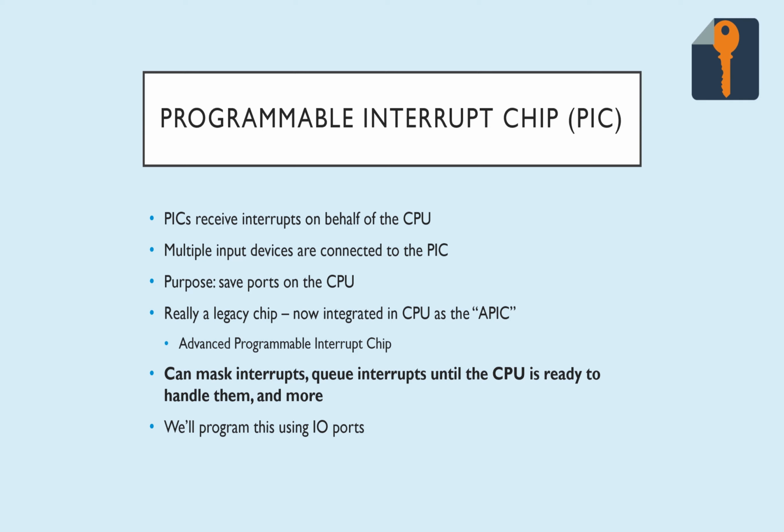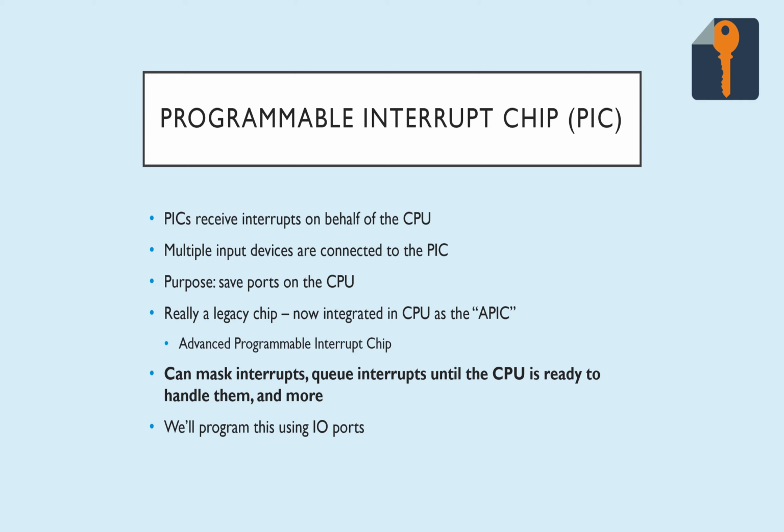The bottom line for the PIC is it can mask interrupts, queue interrupts until it's ready to handle them, and a lot more. It has a whole bunch of features for handling these interrupts. We can mask them, turn interrupts on and off, and if you have interrupts turned off and the PIC is there, it's going to hold on to those interrupts until you turn them back on so that you don't lose any interrupts. Basically, it's kind of our little interrupt guru, separate from the main CPU.